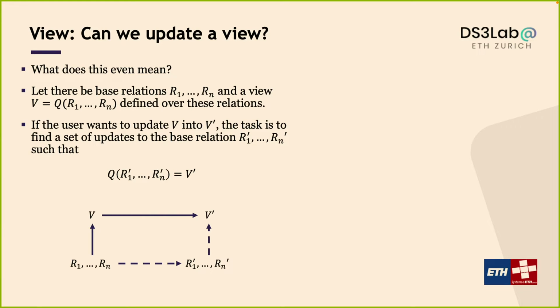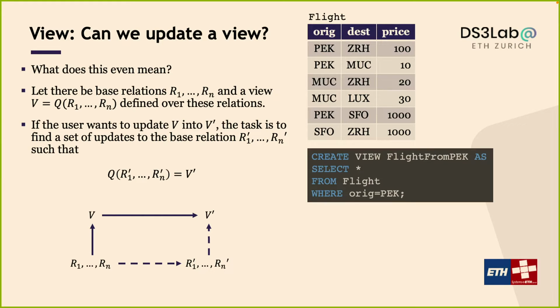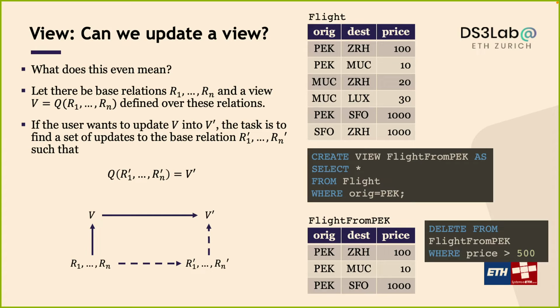So let's look at one concrete example. Assuming we have this flight relation, and then assuming we have this view, if you evaluate it on that relation, you get something like this. So here we now have three flights. And you say, okay, I want to delete this tuple from this view. I want to delete all the tuples in this view where price is higher than 500.